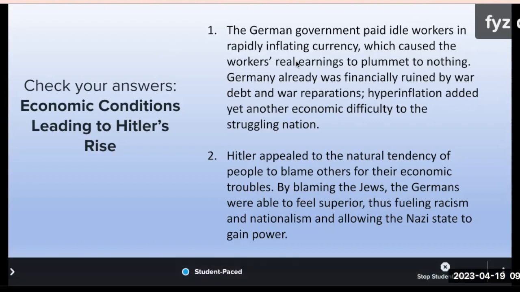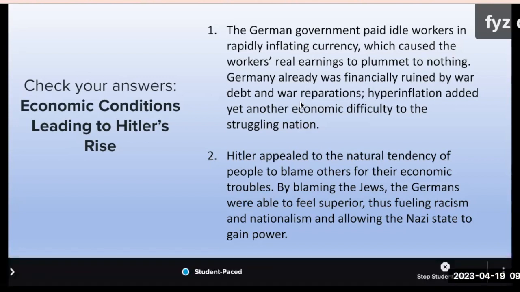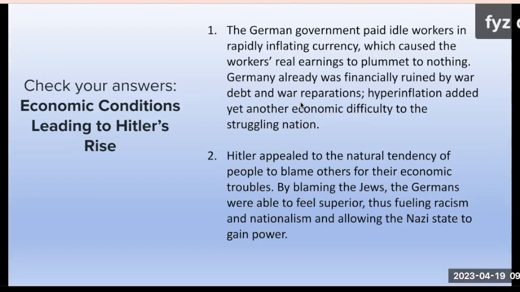Now, that means that the wages the workers are earning are very, very low. So a kind of a throwback to what we saw with the working class with the Industrial Revolution. And on top of this, Germany also had to pay a ton of money for war debt and for war reparations, basically paying back the victors of World War I for what the Treaty of Versailles claimed was Germany's fault.